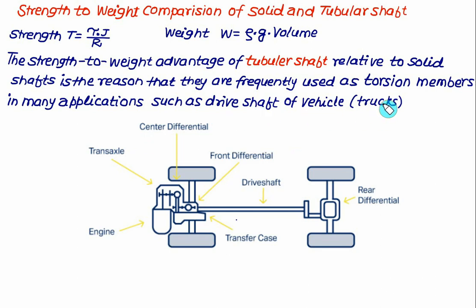trucks. So normally, if the length is very large, in that case you can prefer the hollow shaft, whereas for smaller length, you can prefer the solid shaft. The weight of the solid shaft will be more as compared to the hollow shaft for the same power transmission, that is, the same value of torque.